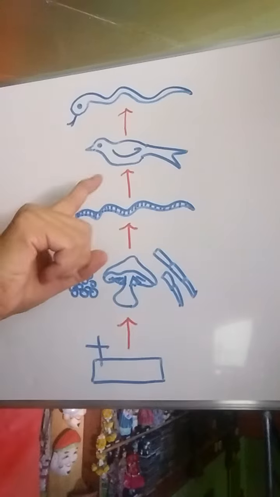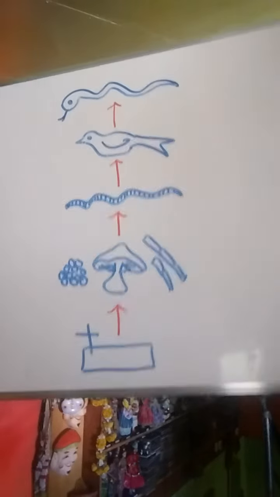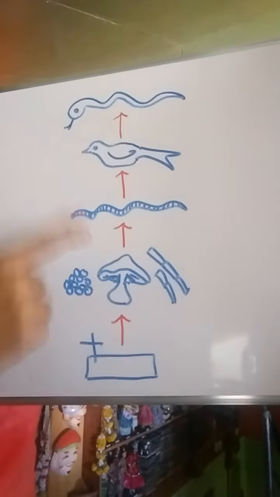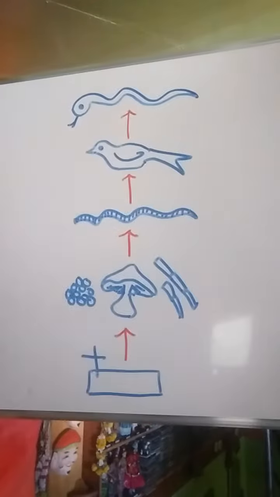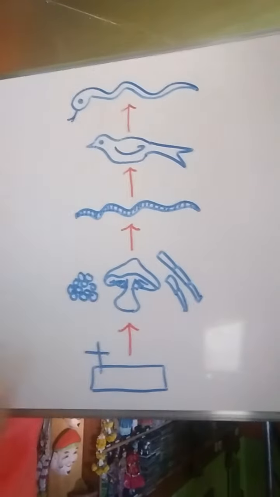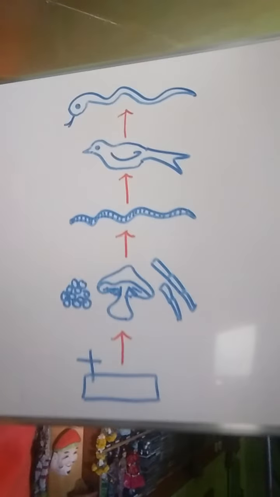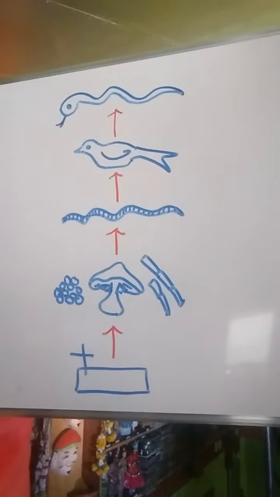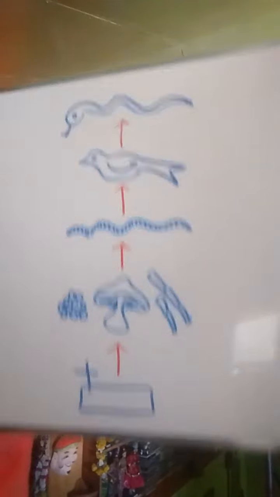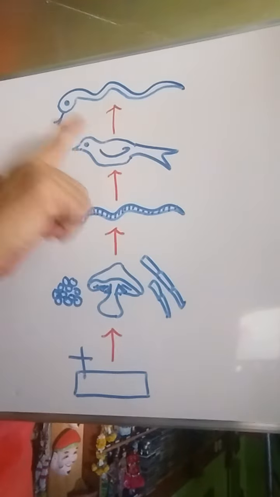This earthworm is eaten by a bird. The bird now occupies the fourth trophic level. And this bird is a carnivore. So it is a primary carnivore because this bird will soon be food for the snake.